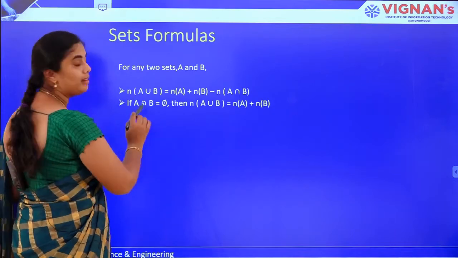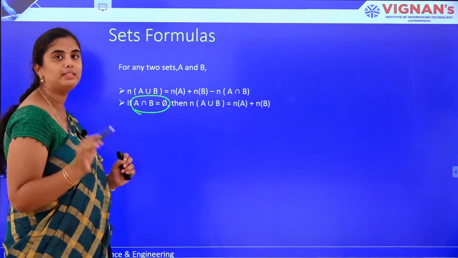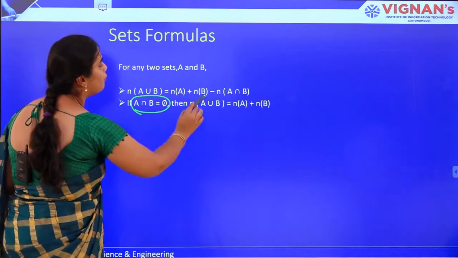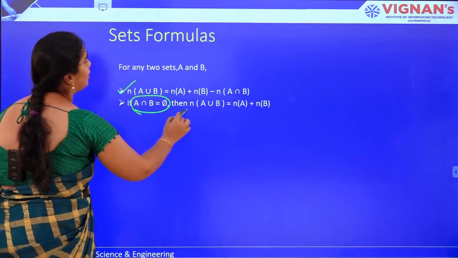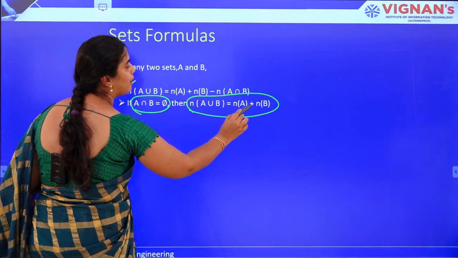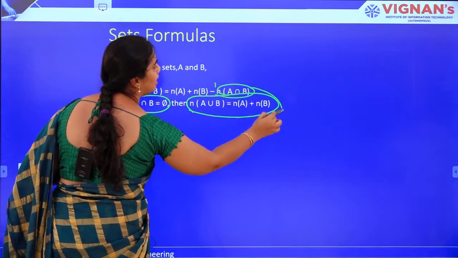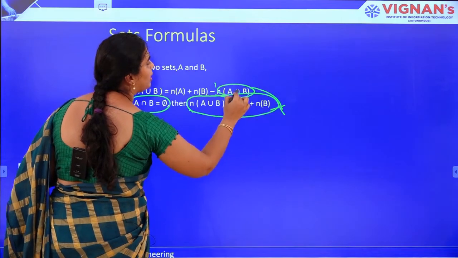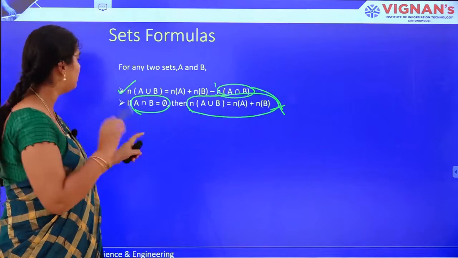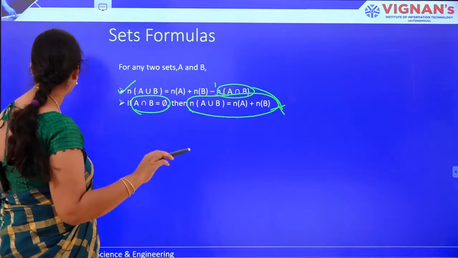Suppose in the next example, you are given A intersection B equal to null, that means you don't have any common elements between A and B. Then the formula will be written as n of A union B is equal to n of A plus n of B, and the last term will not come, because we already know that A intersection B is null. That means there are no elements present in A intersection B.